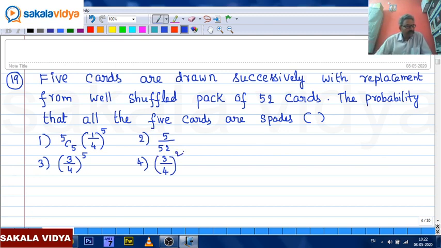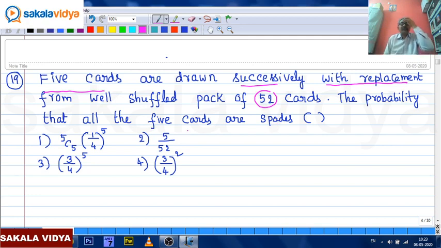So, the total weightage of the probability chapter is 4 marks. That is the weightage. Five cards are drawn successively with replacement from a well shuffled pack of 52 cards. The probability that all 5 cards are spades.